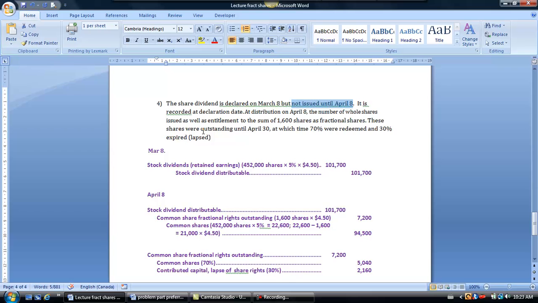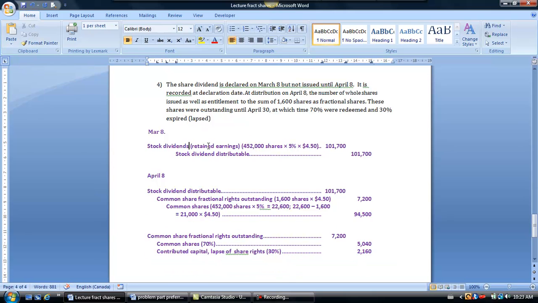So now if we have a look at this example, we're going to debit our share or stock dividend, or retained earnings if you prefer, for the full value of the number of shares we currently have outstanding times the value of the share dividend, which will give us 22,600 shares, times the market value of the shares at the date we declare it, which is 101,700. But instead of crediting common shares, because they're not issued yet, they don't get issued until April the 8th. So on March the 8th, we're going to credit another equity account known as stock dividend or share dividends distributable for 101,700. This again is a shareholders equity account. It's not a liability account.